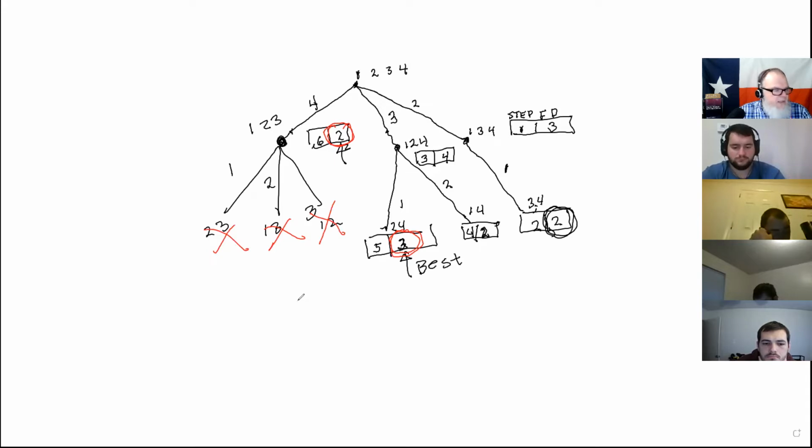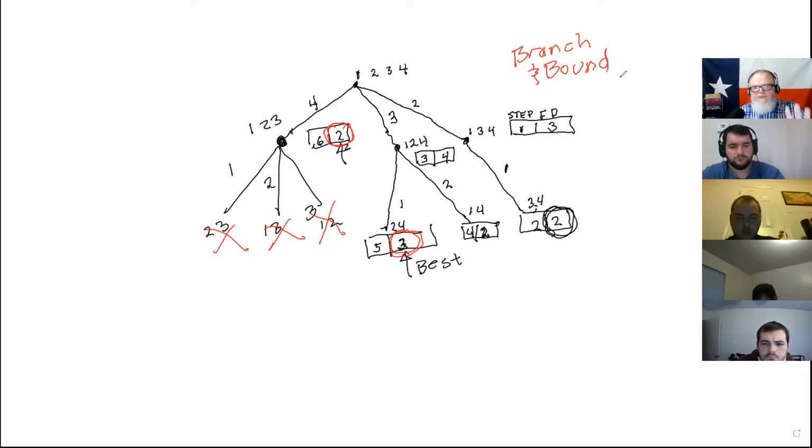So this idea of branch and bound, and there are more sophisticated algorithms for this, but this is the fundamental one. The branch and bound sort of approach allows you to terminate your search in certain instances, and that's what we're doing here. We're terminating our search.